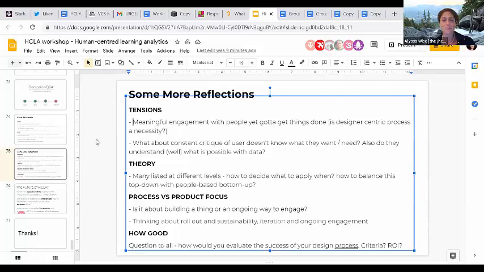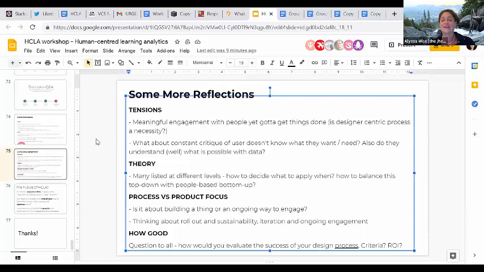I thought theory was another interesting one. Obviously, that was a seeded question by the organizers. I thought there were a lot of different theories listed at every different level, from things that were very micro to behaviorism, cognitive theory, constructivism, and sociocultural, which is everything we cover in a learning analytics theory class that I teach.